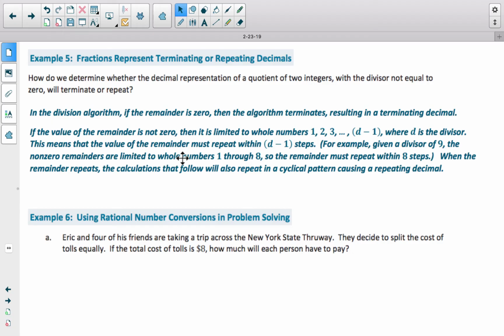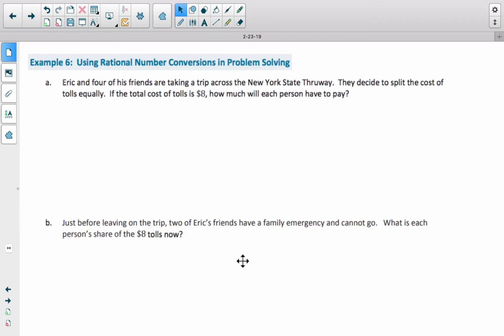Now, what I want you guys to do is go through and answer example 6. Example 6 is having us apply our skills of this long division of rational numbers into word problems. So go through, answer A and B, and come back and check the video when you are done with example 6.